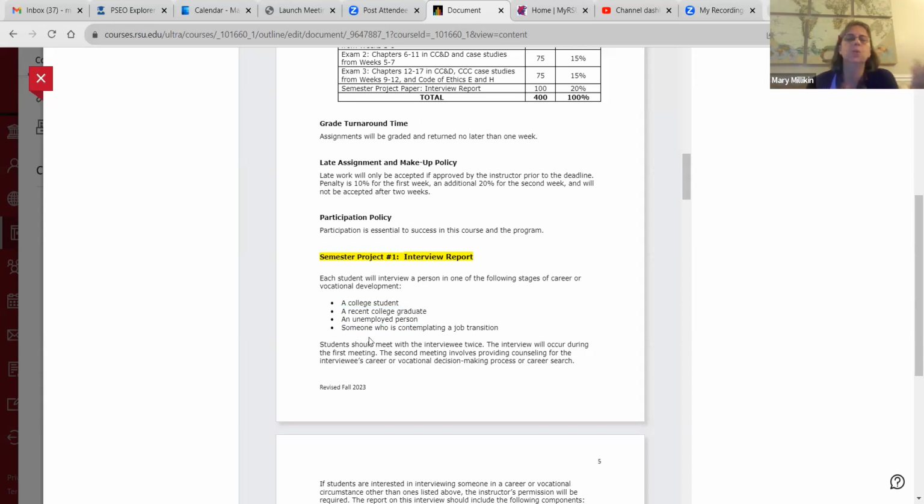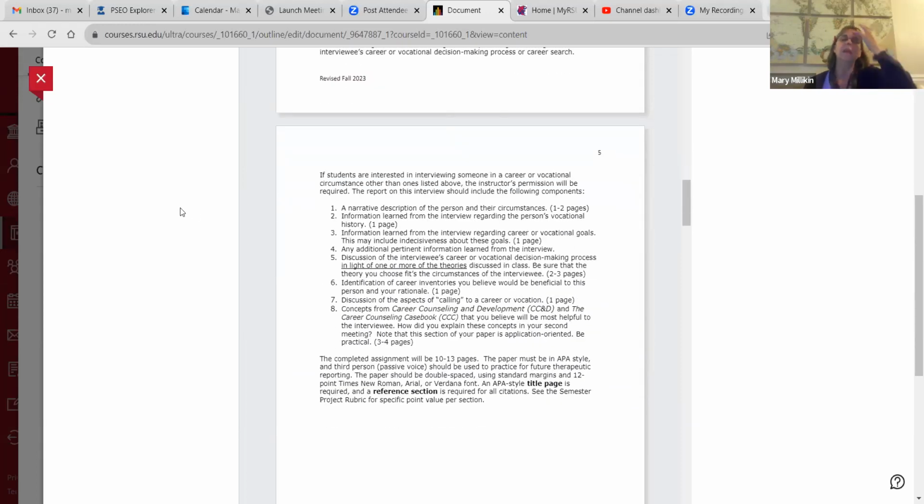So you should meet with the interviewee, the person you're interviewing, twice. The interview will occur during the first meeting. That's when you're going to collect the data. In the second meeting, you will provide counseling for that person's career or vocational decision-making process or their career search. And then on page 5, it has the details of this.